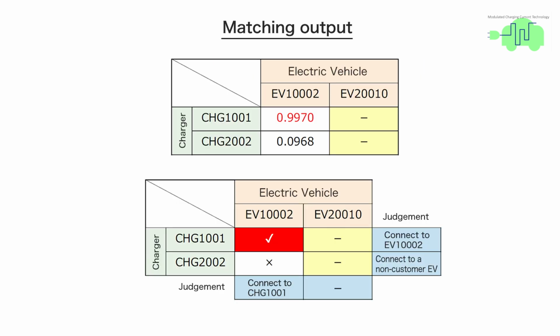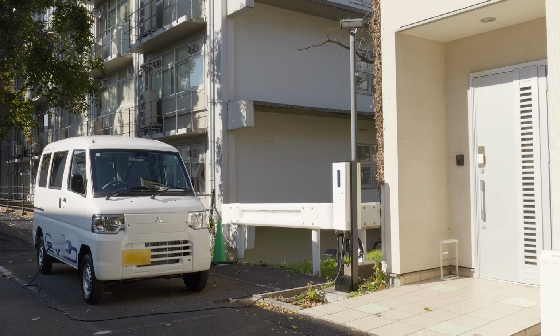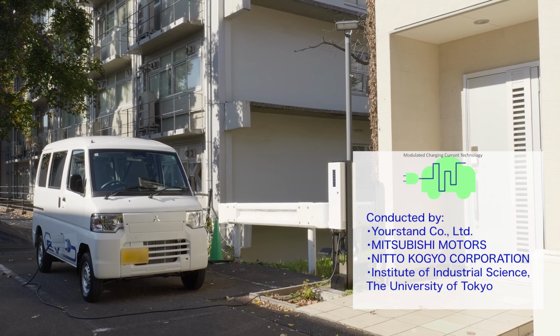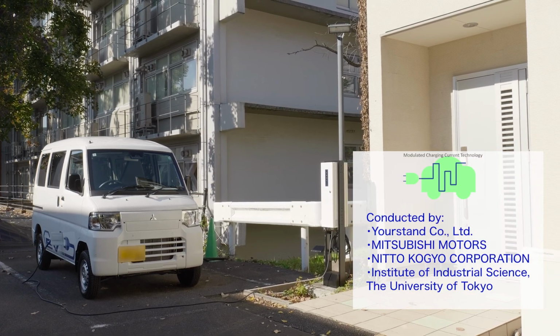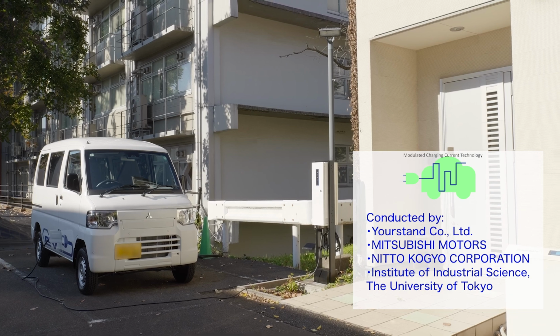The following is the result of the matching sequence. Current is flowing to charger 2002, but there is no EV that matches this pattern. Therefore, the provider judges that the EV connected to charger 2002 does not belong to its customer and stops charging it. In this way, the modulated charging current technology can correctly identify the connection status of EVs and chargers.